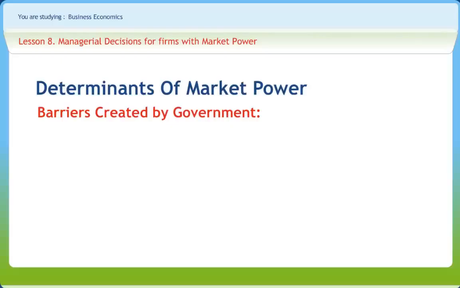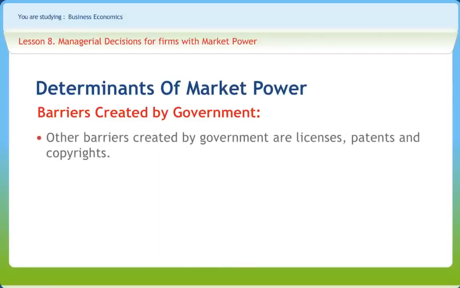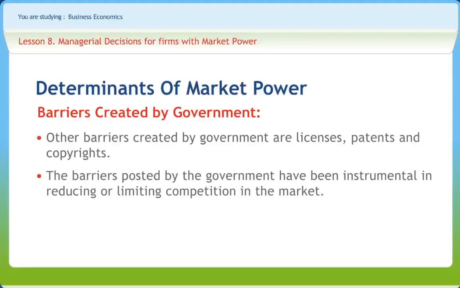Here it has to be remembered that before a firm begins to compete in a market and gain market power, it has to enter the market. Many markets have impediments such as licenses, patents and copyrights that make it difficult for firms to enter. On one side, these barriers are quite instrumental in reducing or limiting competition in the market. On the other, these barriers prove to be an important source of market power to those who clear these barriers.